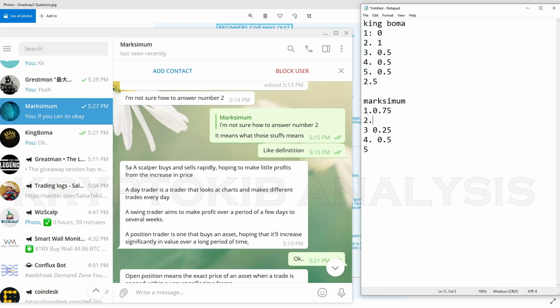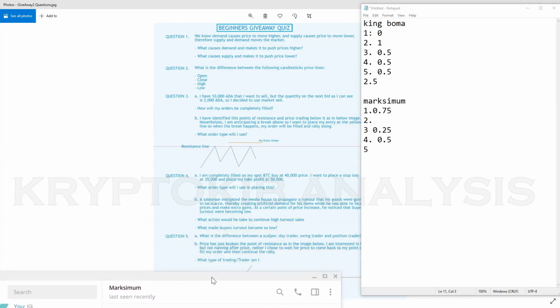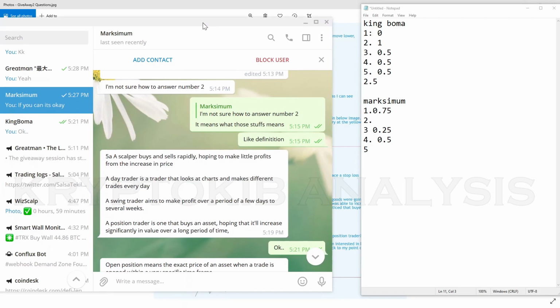Okay, I think that's correct. Position trader is one that buys an asset, hoping that it will increase significantly in value over a long period of time. Okay, that's correct. That's full mark. Consider day trader: he didn't indicate opening trade and closing trade. Yeah, that's true. But I think that's what it means by makes different trades every day. So I think that encompasses it. So that 5A, I think that's 0.5 first.